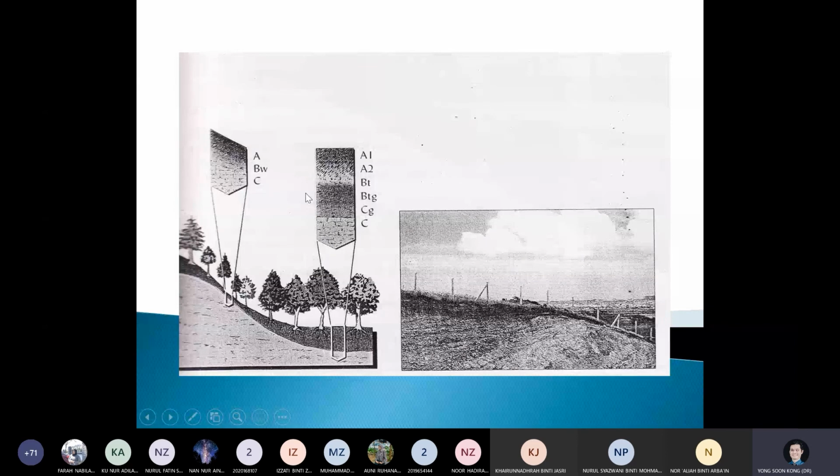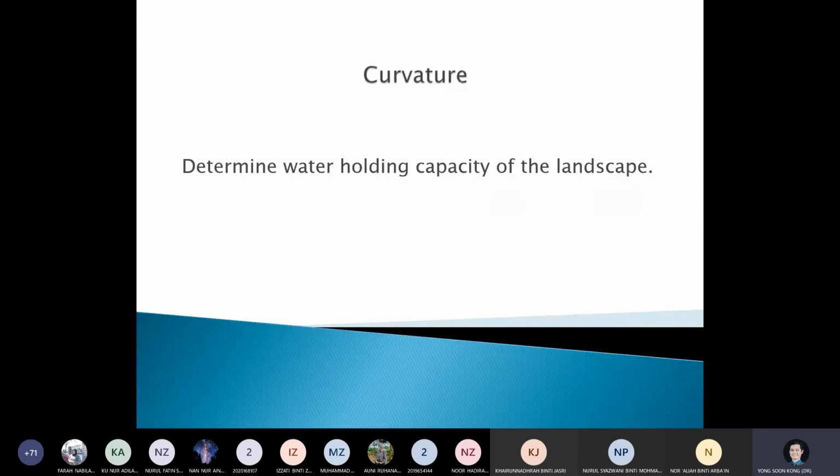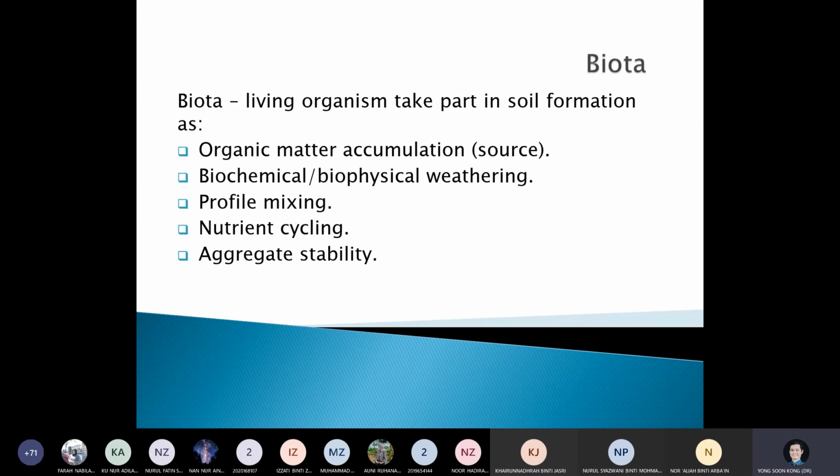Now, these are what we call the horizons. You will see them later. Slope and curvature determine how well moisture can be retained. As you've learned just now, with more moisture, you're going to have more vegetation and more organic material.